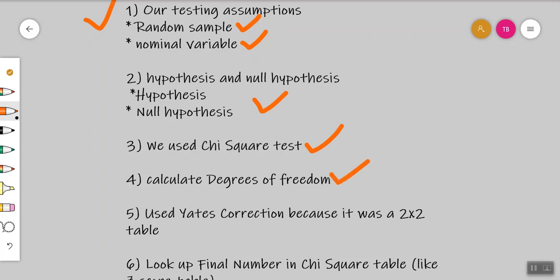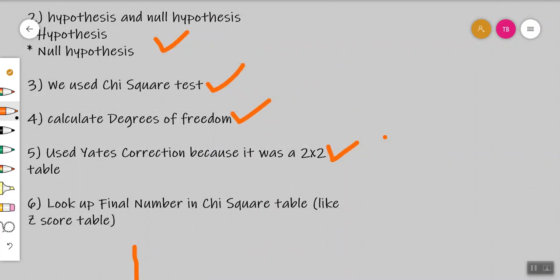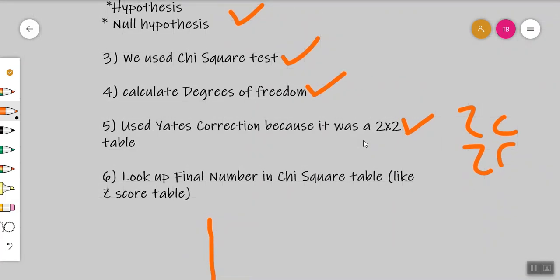The next step would be calculating degrees of freedom, just like we have before, so we can look it up on the chart. There's a second step here, which I'll go into more detail. It's specifically for 2x2s. And a 2x2 table just means it's 2 columns by 2 rows. And I'll show you what that looks like. Our example is one of these. 2 columns by 2 rows. And then finally, just like any of our other ones, we're going to look it up on a chi-square table, which looks a lot like the z-score table. Okay?